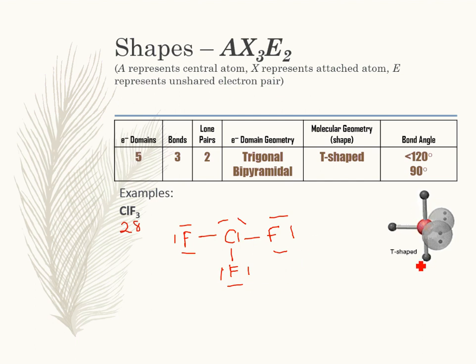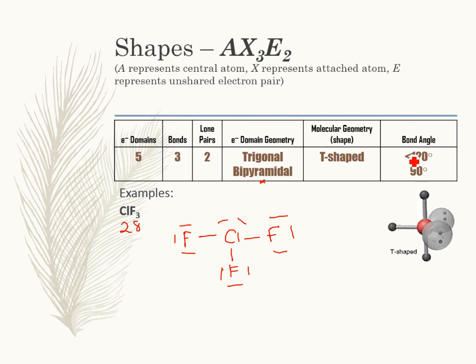This ends up being what's called a T-shaped. I neglected to mention the electron pair geometry on the last slide, but anything with 5 electron domains is trigonal bipyramidal in terms of electron domain structure. This one, we have 2 electron pairs around the central atom, and then we end up with a T-shape, where we have roughly this flat T here.